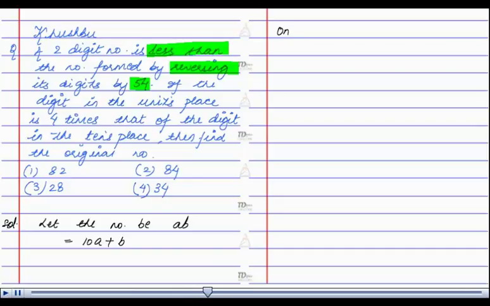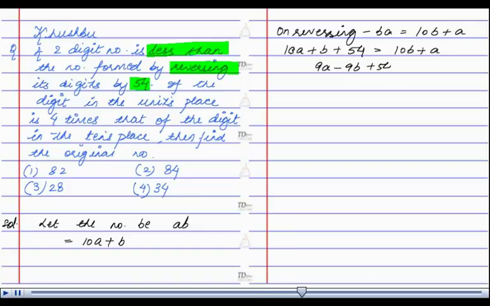On reversing the digits, we get the number as BA, that is 10B plus A. It has been given that 10A plus B plus 54 is equal to 10B plus A, which implies that 9A minus 9B plus 54 is equal to 0, or minus A plus B is equal to 6.